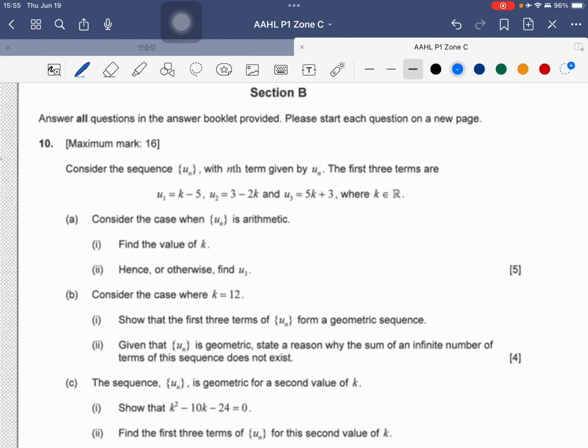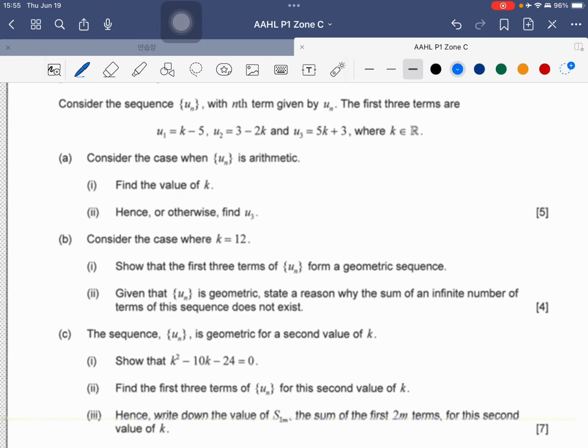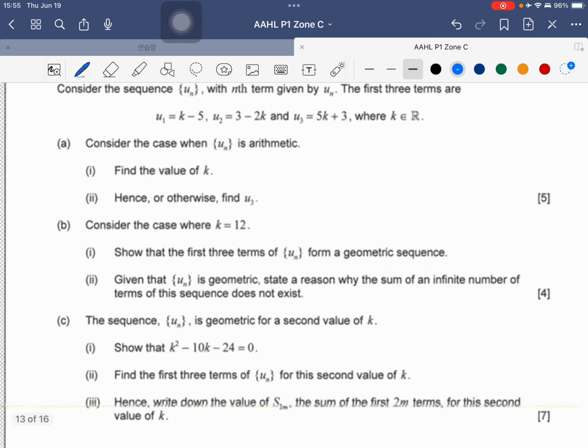Okay, next question. Section B start, and then question number 10. Maximum mark 16 points. Consider the sequence un with the nth term given by un. The first three terms are like this. There's k inside u1, u2, u3, where k is a real number. A. Consider the case when un is an arithmetic sequence. Find the value of k.